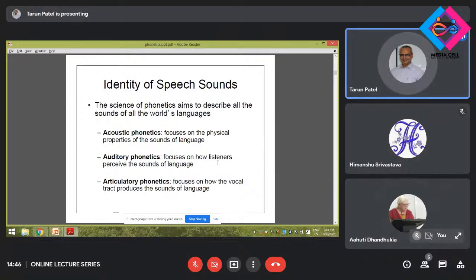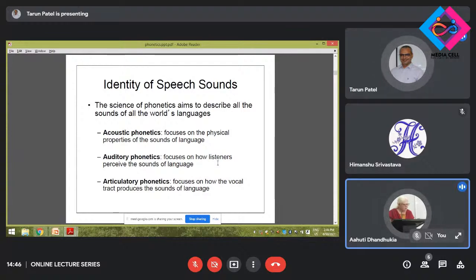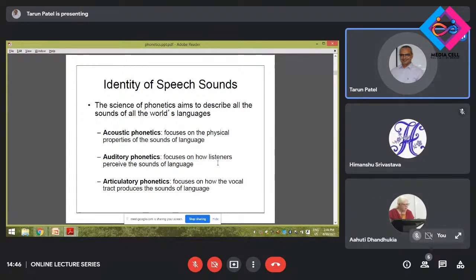Physical properties refers, for example, to the tools that you are using to reach out to a larger audience. The most important entity in the process of communication is your audience, the listeners. So auditory phonetics focuses on how your listeners perceive the sounds of what you speak. And articulatory refers to the use of our mouth organs for producing the sounds.